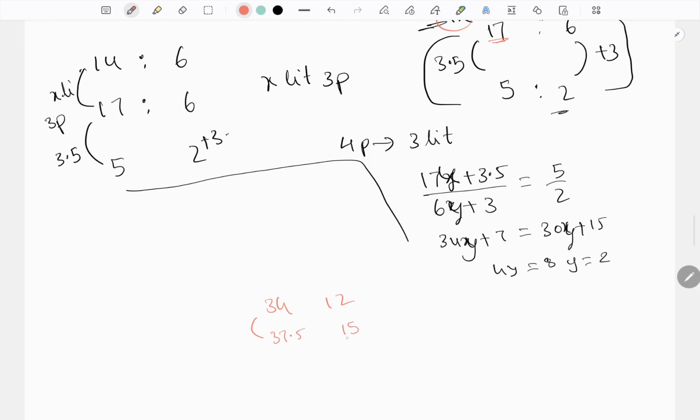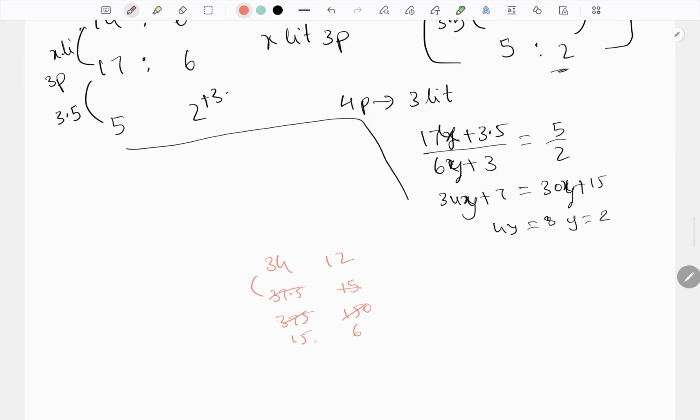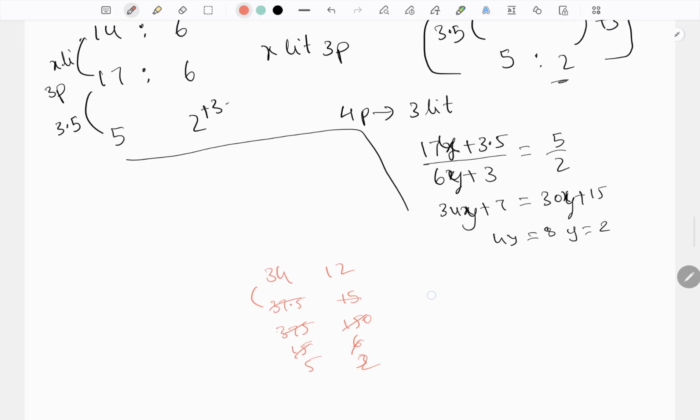So what is the ratio? Suppose 37.5 to 15, which means 75 is to 30. Or otherwise multiply by 10 on both the sides. It becomes 375 and 150. So 25 how many times? 25 15s are 375, 25 6s are 150. 3 5s, 3 3s, 3 2s. As it is 3 is to 2 ratio.